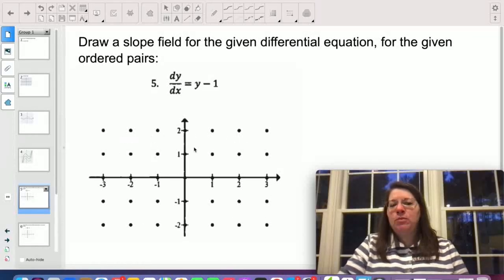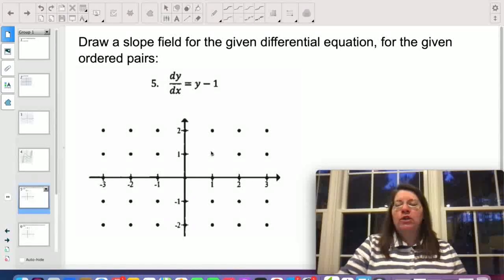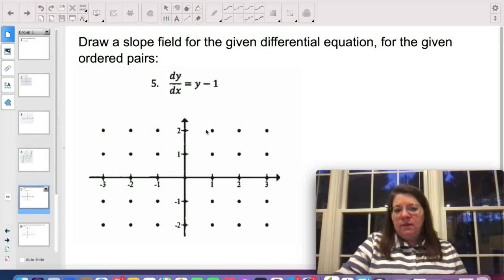And then at each particular ordered pair, we're going to draw just a little teeny dash that represents the slope. So if my slope is 0, then I would have a horizontal line on that little line. If it's negative, it would go in this direction. If it's positive, it would go in this direction. If it's vertical, it would go straight up and down.